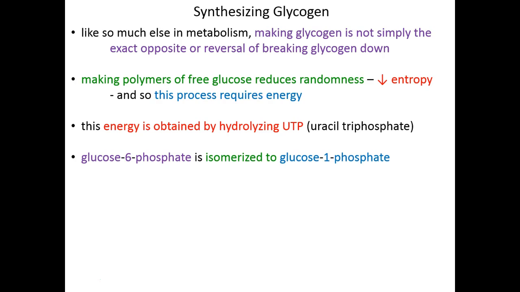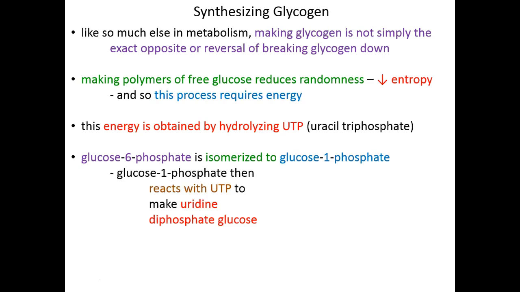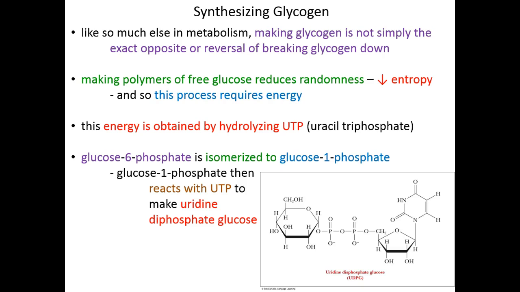So if we have excess glucose in the cell, the way that glucose was stuck in the cell was that it was first phosphorylated upon entry. So that means we have high levels of glucose 6-phosphate around. That glucose 6-phosphate is isomerized to glucose 1-phosphate. And glucose 1-phosphate then reacts with UTP to give us uridine diphosphate glucose. And that's what we see here, UDPG, uridine diphosphate glucose.